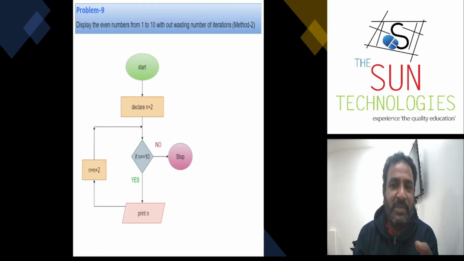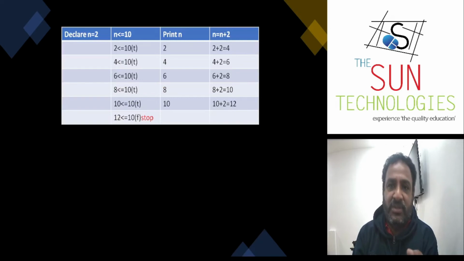Dry run, once again to repeat, is nothing but whatever steps are taken in the flowchart, the same steps you write in table format, that is, columns and rows. Columns represent the steps and rows represent the step values, how the values are changed. So initially the value of n is 2, n less than or equal to 10, n equals n plus 2, those are the column headings.